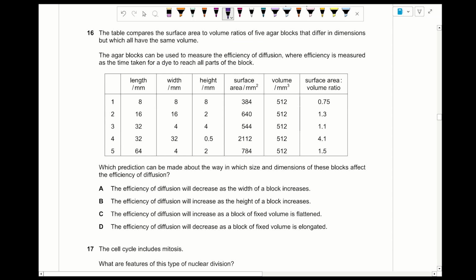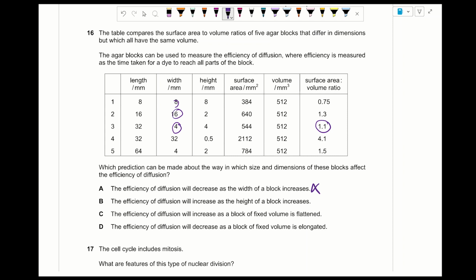So regarding the width, here we could see that the surface area to volume ratio was the highest at the highest width. However, if we compare a smaller width, it's going to be 1.3. Now, if we go to 8, it's going to be 0.75. However, it increases again when we go to a lower width, which is 4 to 1.1. Therefore, this rule is incorrect. It is not absolute.